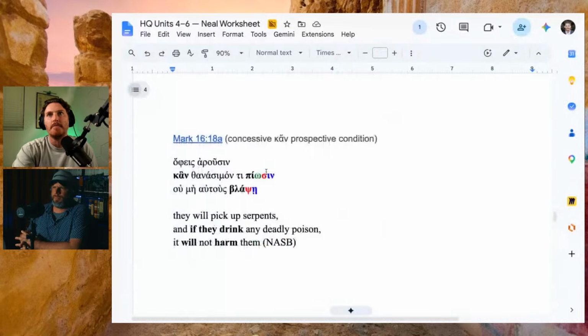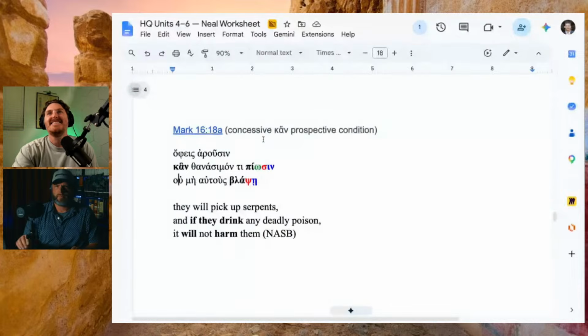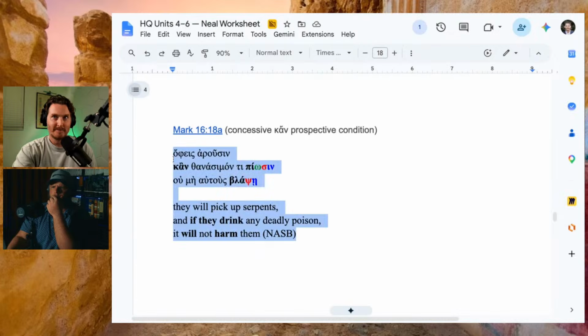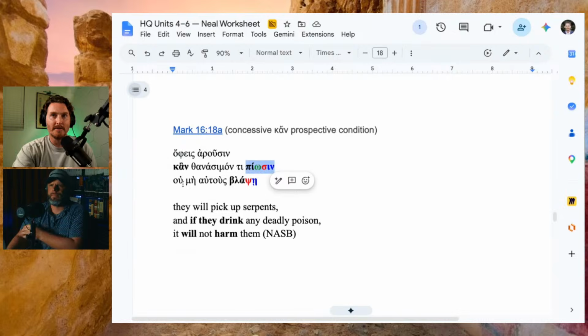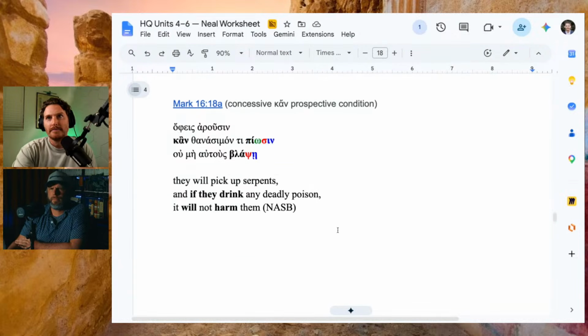And lastly, Mark 16:18, since we all love this verse, this is concessive. Concessive con prospective condition. Ophesin arousin, right? They will pick up serpents. Kan thanasimon piosin. And if they drink any deadly poison, it will not harm them. Ou me autous blapse. So on the one hand, you have the ean, piosin, in the subjunctive mood, right? In the future. If they were to do it, they're not going to do it, but if they do it, it's not going to harm them, right? It's a hypothetical. So these are straight out of the Bible.